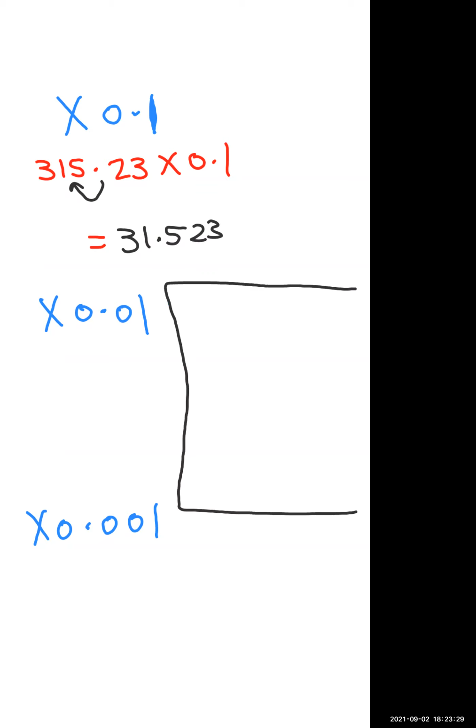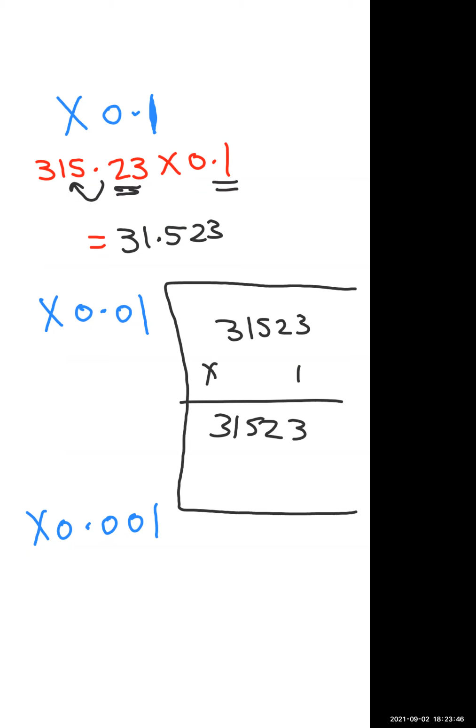Let's check it before solving the next one. We said that we ignore the decimal points. So 31523 times 1 equals the same number, 31523. Now, how many decimal places do we have? Here 2 and here 1. So the total number of decimal places is 3. So now, write down your decimal point, 1, 2, 3. So it's between 1 and 5, so it will equal 31.523. It's the same answer, right?